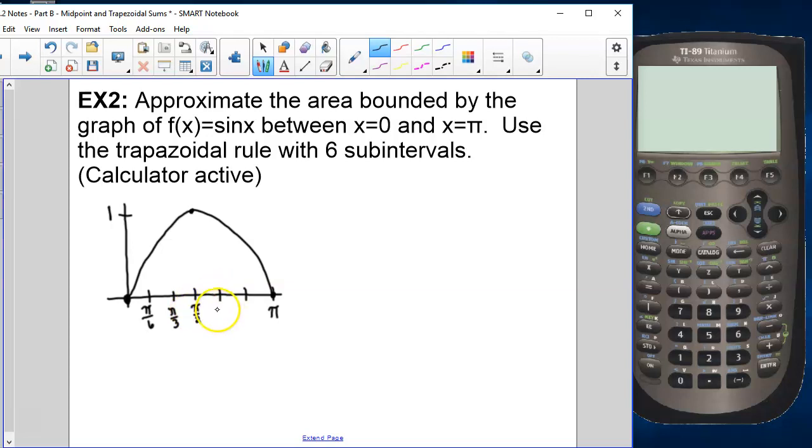We'd have 4 pi over 6, but that reduces to 2 pi over 3. Then we'd have 5 pi over 6, which does not reduce. And then 6 pi over 6, which is pi.